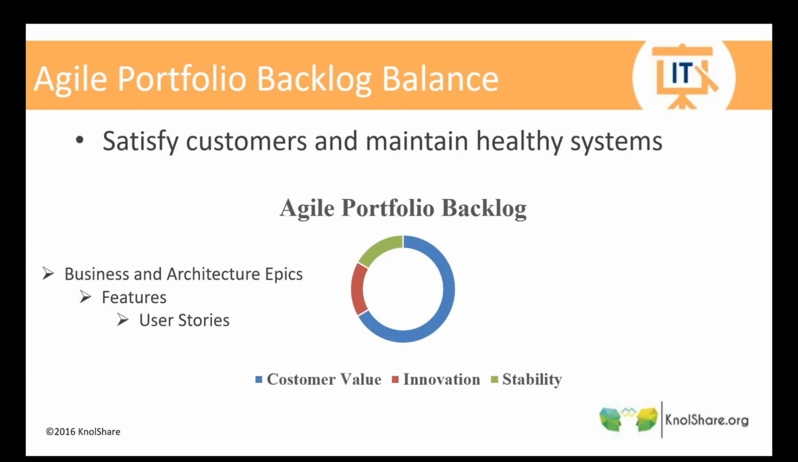And then we could really categorize these business features and epics as things that are, one, customer value, two, innovation, and three, stability. When I think of customer value, this is the sustaining work that really keeps the lights on.